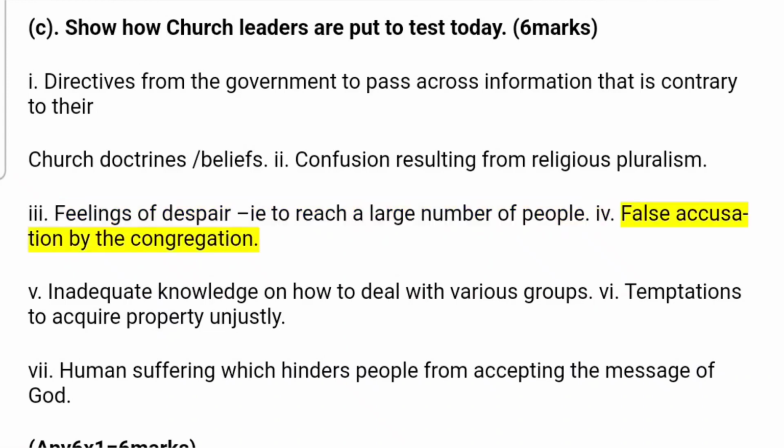4. False accusation by the congregation. 5. Inadequate knowledge on how to deal with various groups. 6. Temptations to acquire property unjustly. 7. Human suffering which hinders people from accepting the message of God.